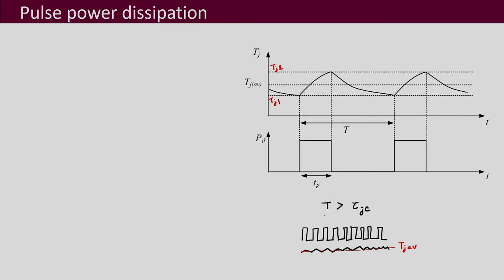So, at that time this was not valid. The time period of this entire cycle was not large as compared to the time constant of the junction to case area. So, in that case, this steady state model is not valid. We have to take into account the transient response, and so your simple thermal resistance R theta junction to case is not applicable. What is used instead is the thermal impedance, or the transient thermal impedance.